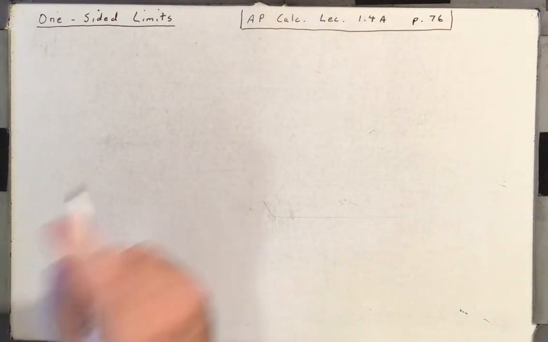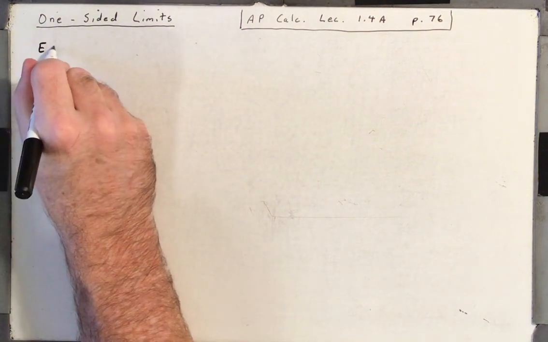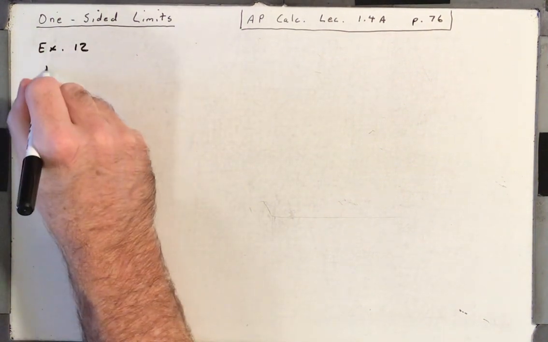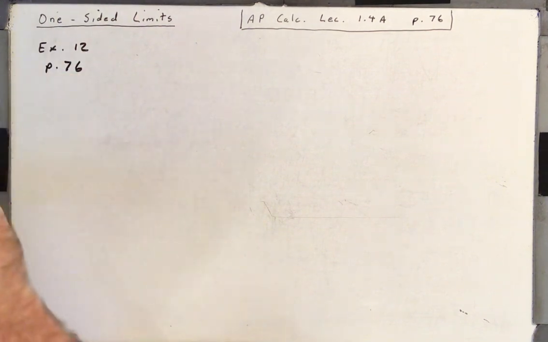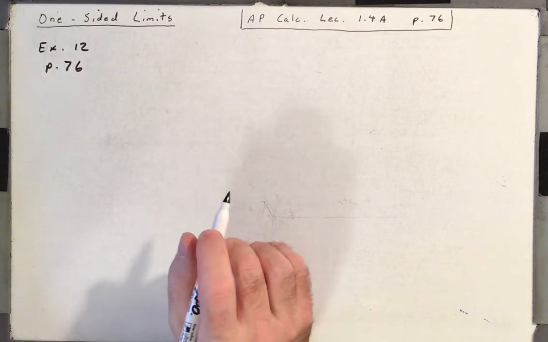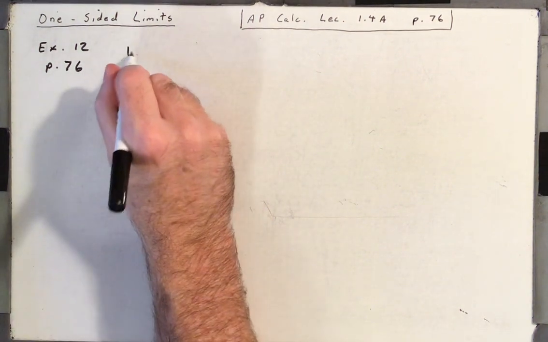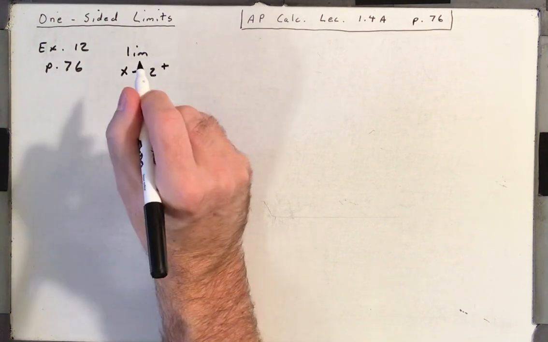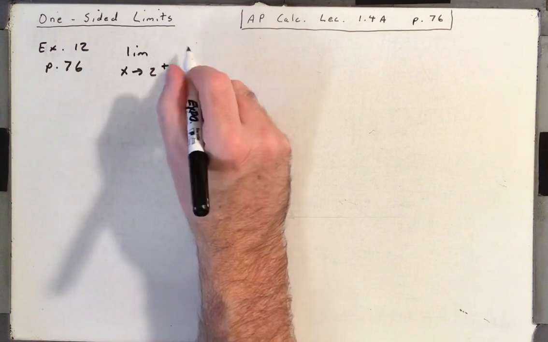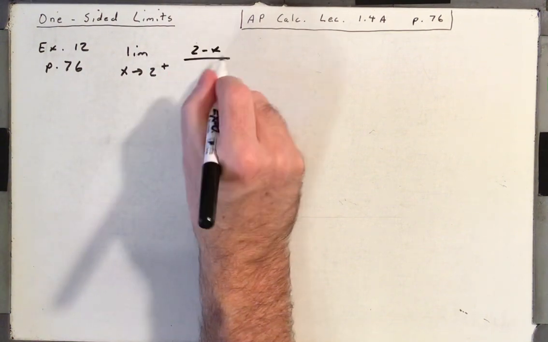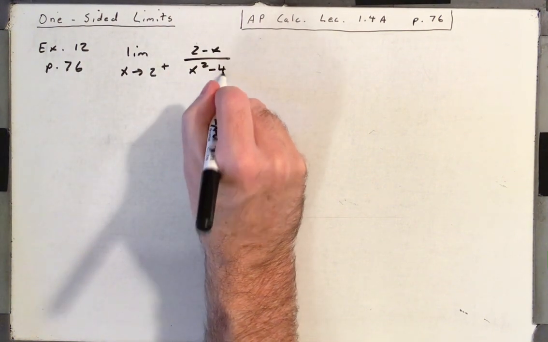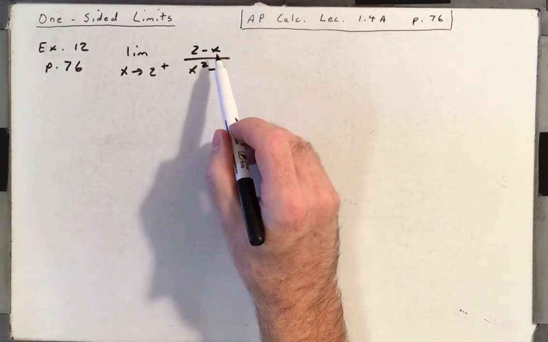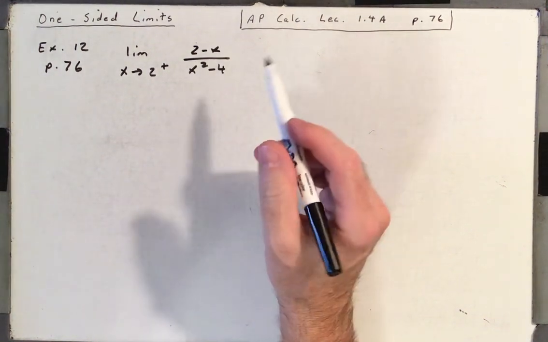Right, number 12 on page 76. Okay, the instructions say, so we've got the limit as x approaches 2 from the right of 2 minus x over x squared minus 4. So you plug in a 2 here, you're going to get 0 over 0. So this one needs more work.